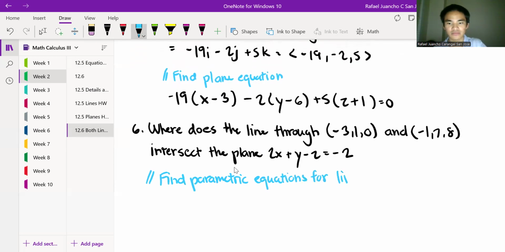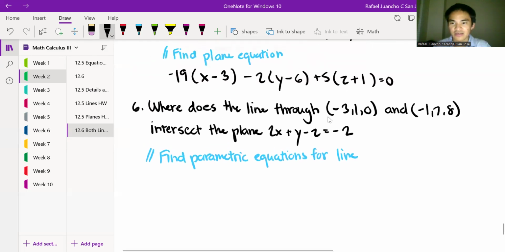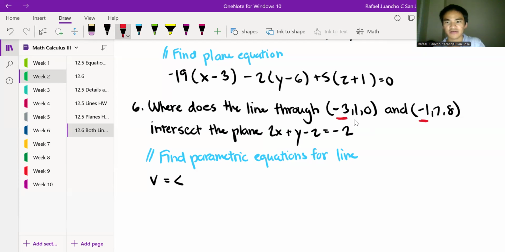How do we do that? Well, we already have our point, (-3, 1, 0). That's our point. Now we just need to find a direction vector. So that's easy. Let's just do it. So v is the direction vector. So the difference going here and here, here and here, here and here.